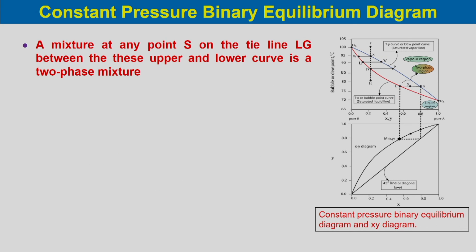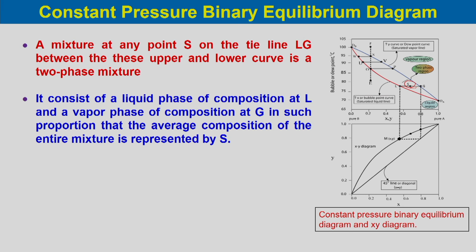Now, a mixture at any point S on the tie line LG, between the upper and lower curve, is a 2 phase mixture. So, any point between L and G, inside this envelope, is a 2 phase mixture, a vapor and liquid mixture. It consists of a liquid phase of composition at L and a vapor phase of composition at G, in such proportion that the average composition of the entire mixture is represented by S.